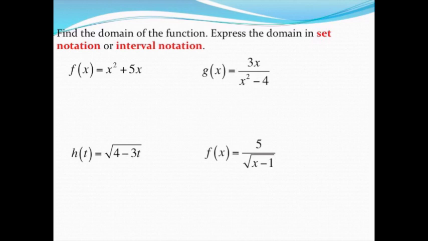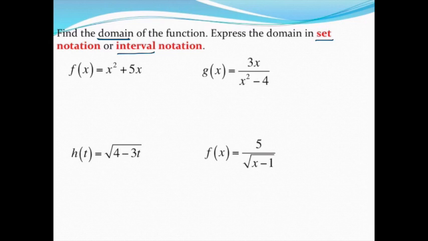To find the domain of a function, we want to think about what values of x would or would not make sense to plug into that equation. Things that could go wrong are, for example, we want to make sure we don't take square roots of certain numbers. We want to make sure there are other numbers we don't divide by. So let's take a look, and as we do this, we'll write our answers both in set and interval notation.